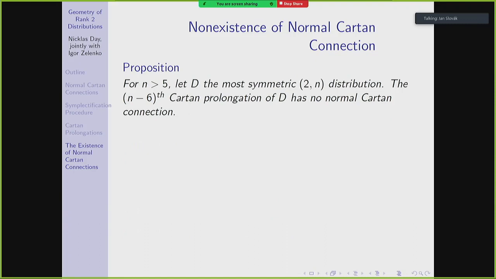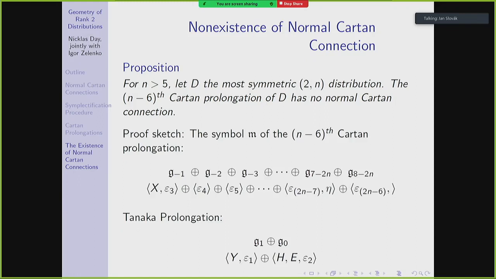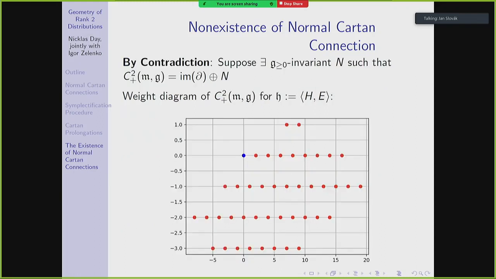So let me sketch why epsilon 2 is an obstruction to the existence of this Cartan connection, why that's the problem for the n minus 6 Cartan prolongation. So there's no normal Cartan connection here. And remember, epsilon 3 was the G negative 1 epsilon here. So epsilon 3 was of weight negative 1, and epsilon 2 is living in the positive part of our Tanaka symbol. This takes a little bit of representation theory. I hope I can explain it clearly. I try to avoid proving things in talks a lot, but this is an exception, I guess.